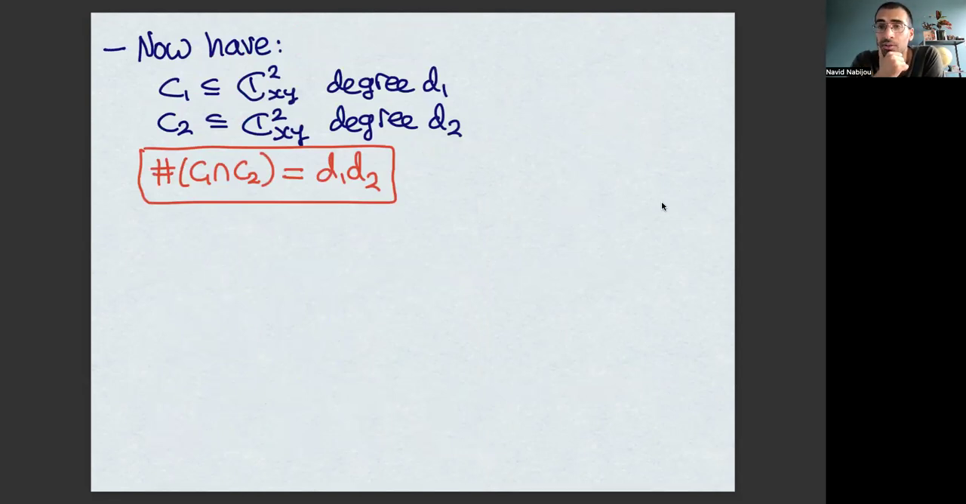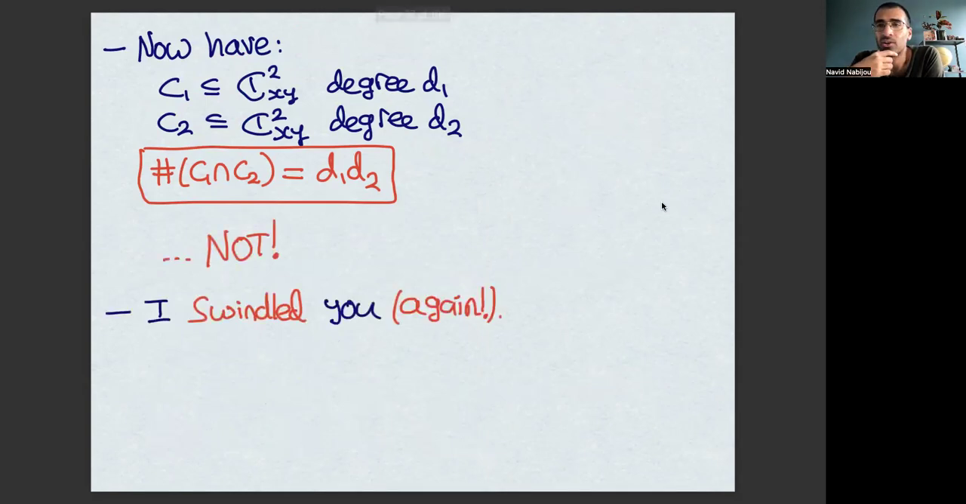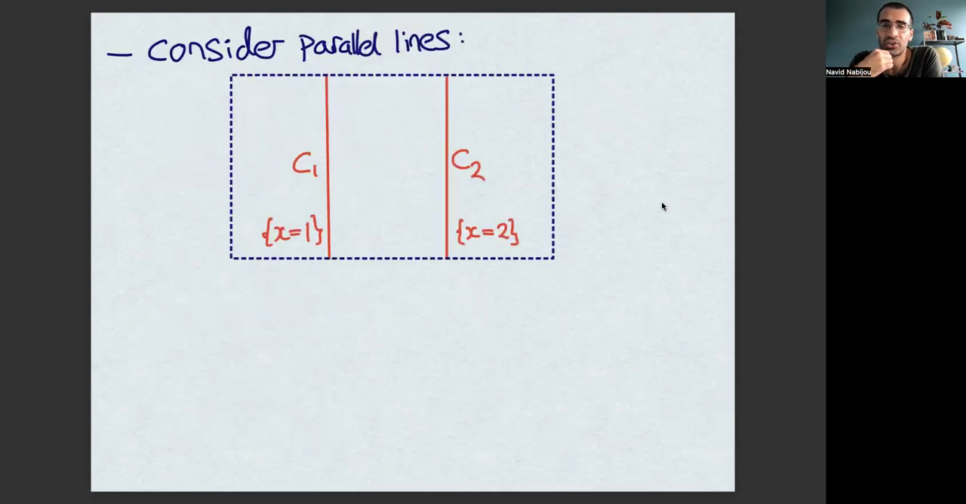And this is a lot closer to the right answer. But it's not quite right. It's still not quite right. So I was messing with you again. And to see why I was messing with you, we can actually see this in the simplest possible case. So let's look at degree 1 curves. So C1 and C2 are both lines, okay?